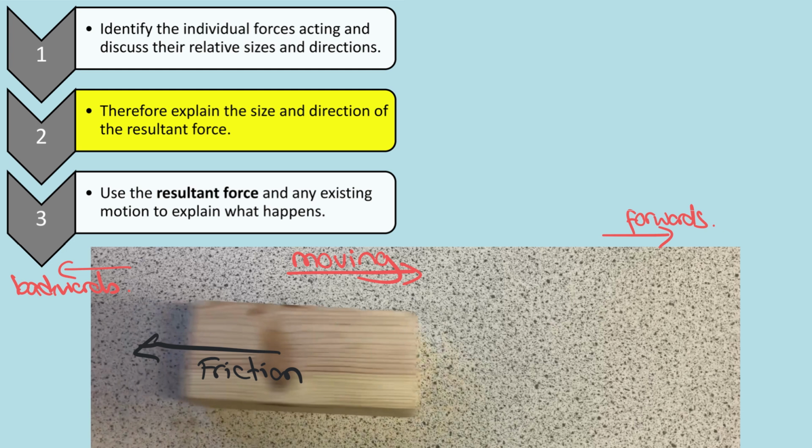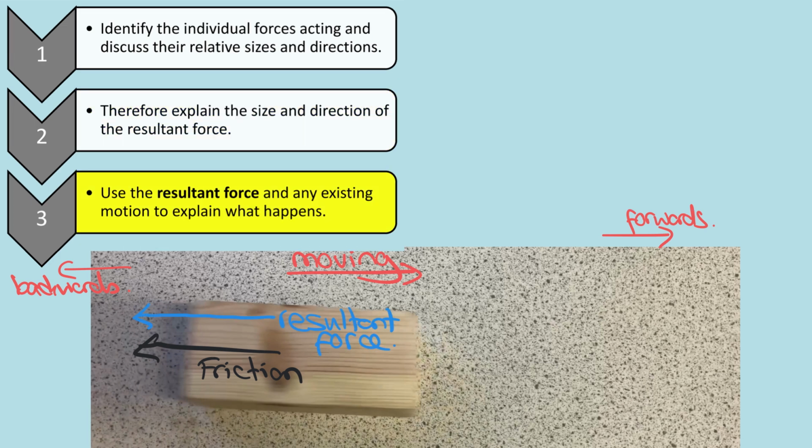On to step 2, which is explaining the size and direction of the resultant force. And the resultant force is just the sum, taking into account their direction, of all the forces acting on the object. And in this case, there is only friction acting in this direction, and therefore the resultant force is exactly the same as that. So let's draw that in with a blue arrow.